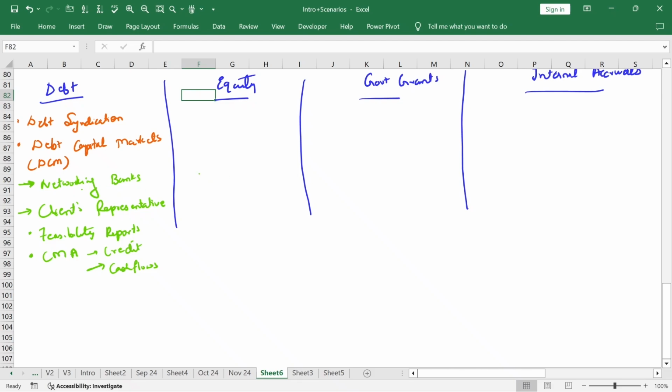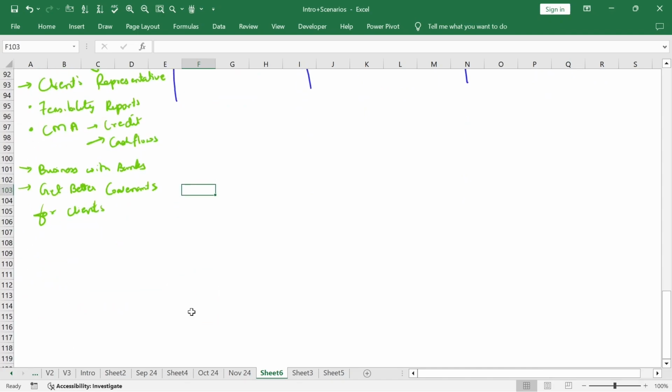not. Because you have been networking with the banks, because you regularly give business to the banks, you are expected to get better covenants for your clients. Have you heard this word covenants? Do we understand what this word covenants means? What is a covenant? People, have you heard this term? Covenant. Terms and conditions. What are these terms and conditions? It could be a positive covenant or a negative covenant.